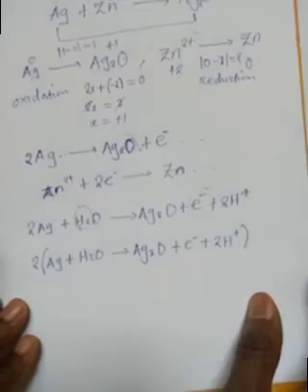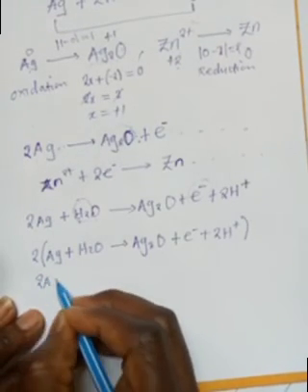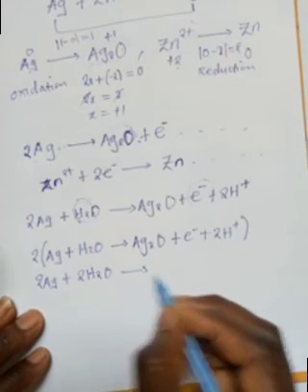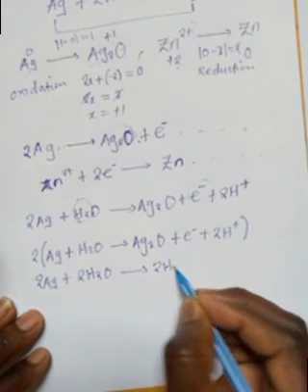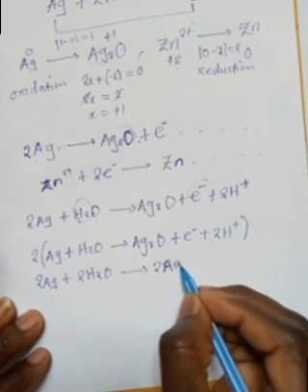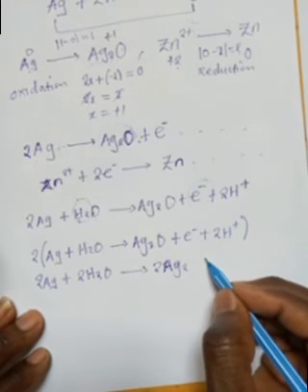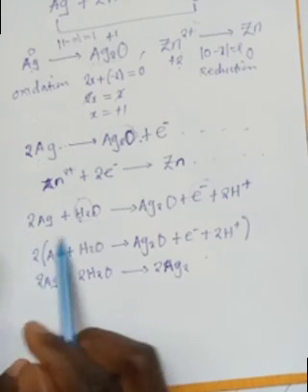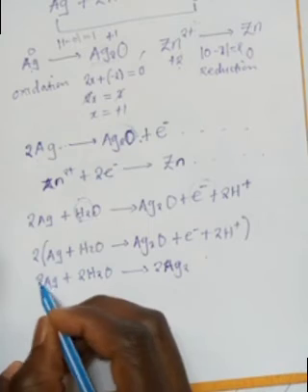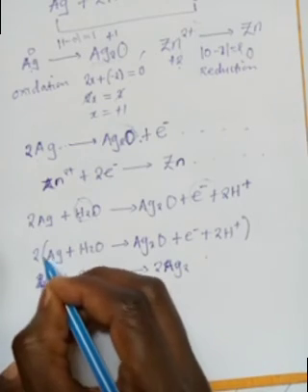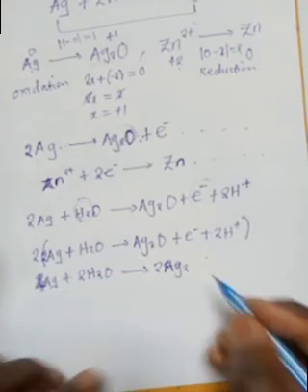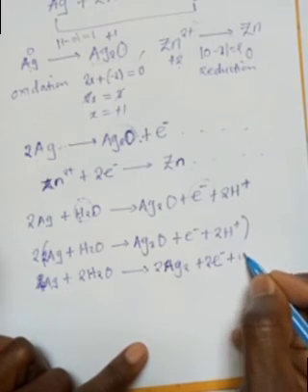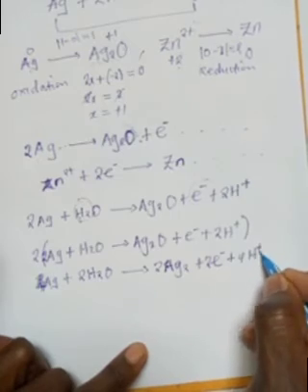If you multiply throughout, you're going to have 2 Ag plus 2 water molecules... sorry, because here initially we had this one already doubled, so we're going to have four of these. Sorry for that mistake. So I have to add two. Then here we're going to have two electrons on this part and also four hydrogen ions.